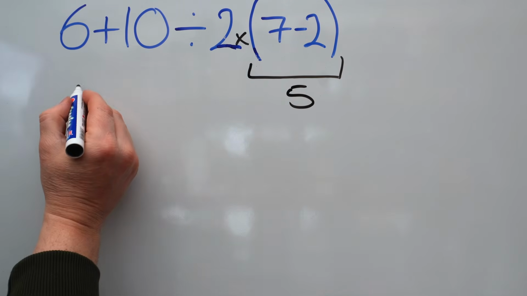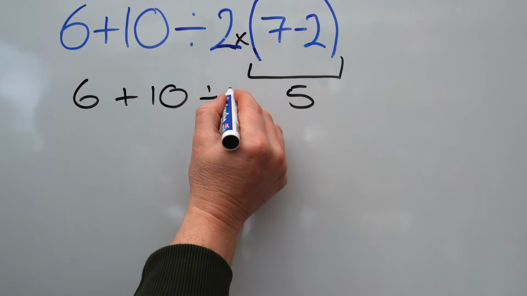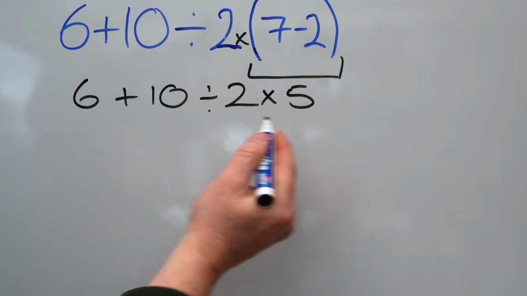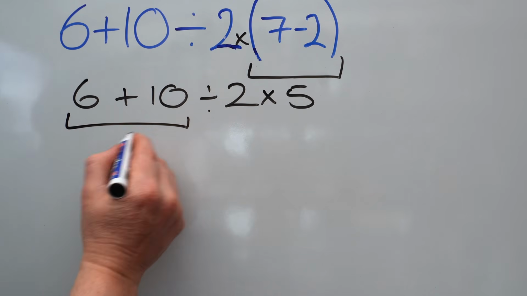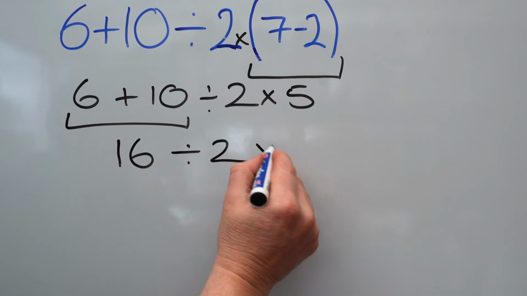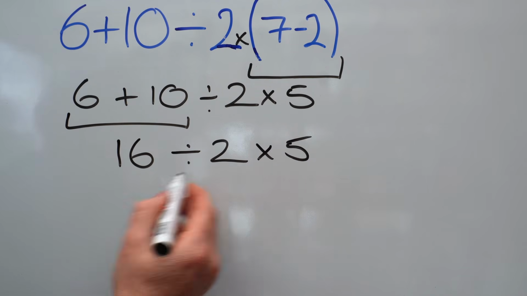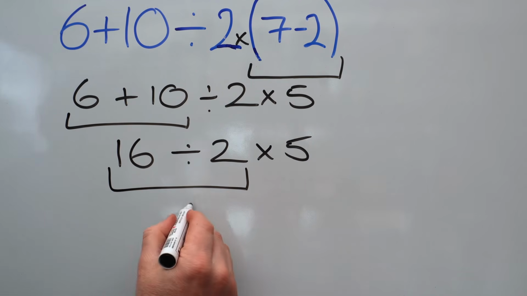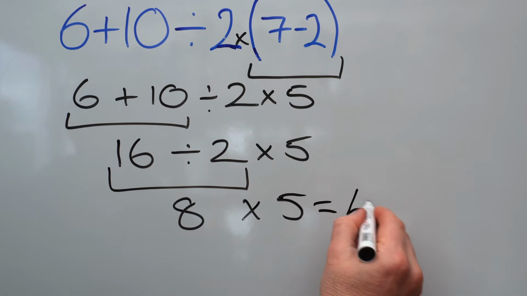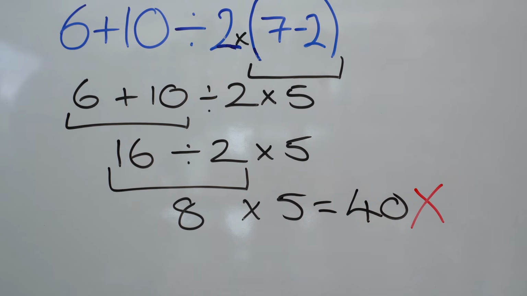Then we have people that think that the parenthesis has a higher priority, and 7 − 2 equals 5, and we're left with 6 + 10 ÷ 2 × 5. And then they think we work left to right. So 6 + 10 equals 16, divided by 2 times 5. And 16 ÷ 2, working left to right, would be 8 × 5, which equals 40. And again, that answer is incorrect.